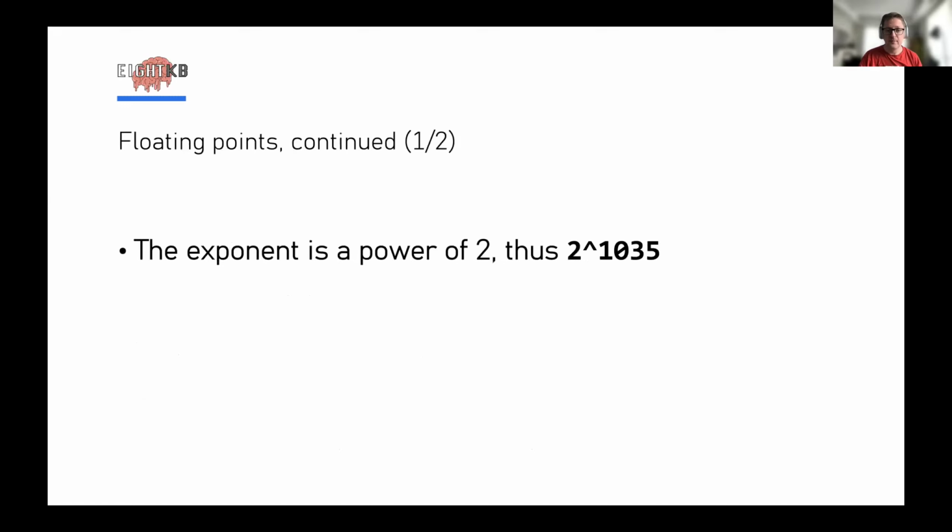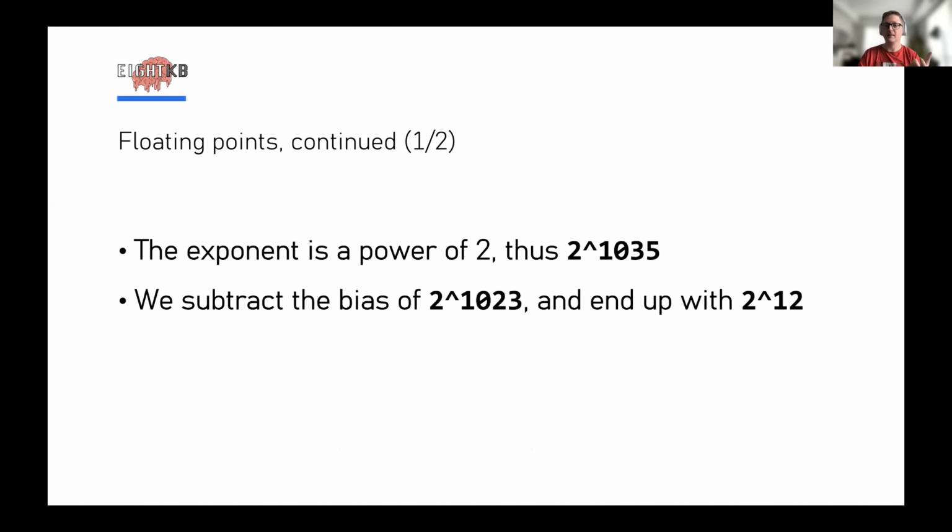So let's work this out. The exponent is a power of 2. So we took that 1,000, blah, blah, blah, to the power of 1,035, and then we subtract the bias. So we end up with 2 to the power of 12, which is 4,096. That's the number you expect to see when you're looking at a floating point. Why is it? Well, this is the way it is. Why? Because, just because. Deal with it.